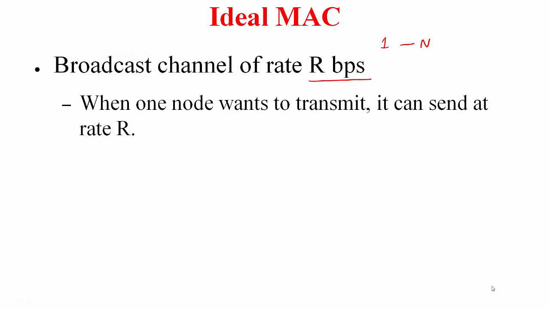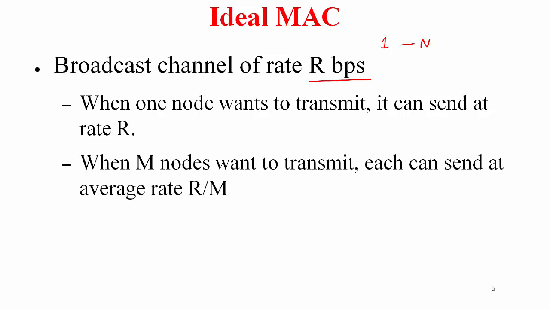That's right, you want him to utilize the entire bandwidth of the channel, and thereby he should get R bits per second. Now suppose there are n users using the channel, what rate should each of them get? So it's fair that when there are m nodes wanting to transmit, each should get a rate R over m, right?